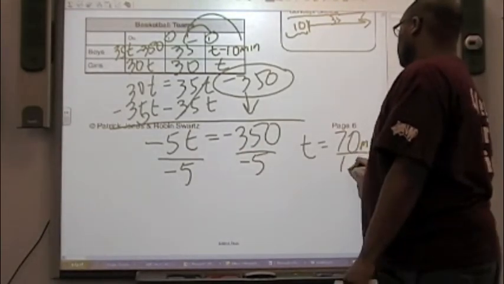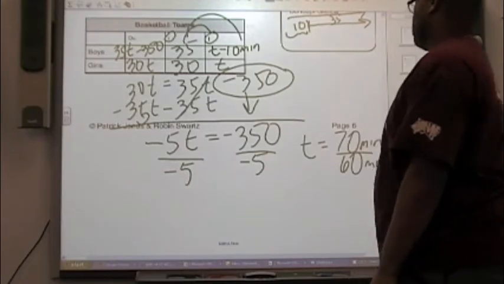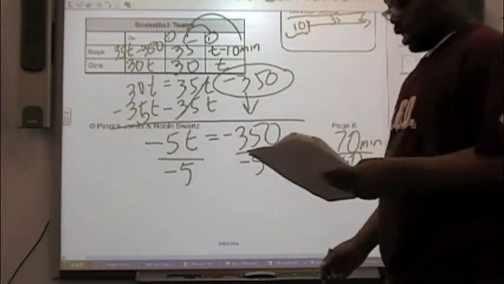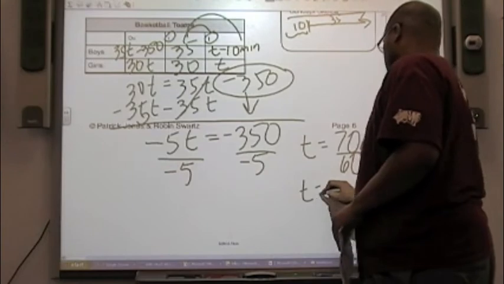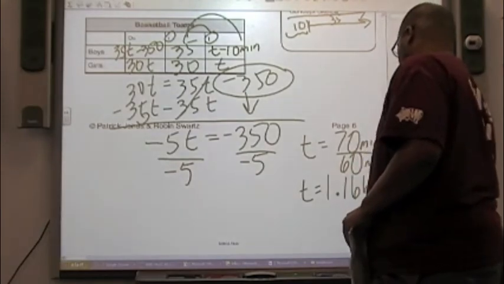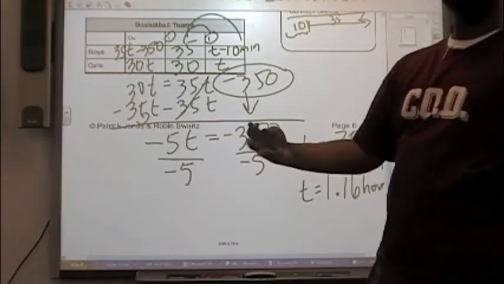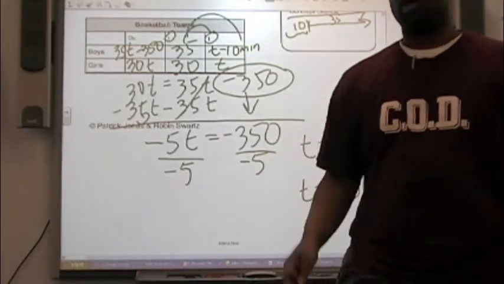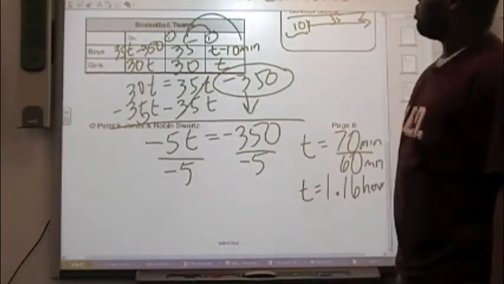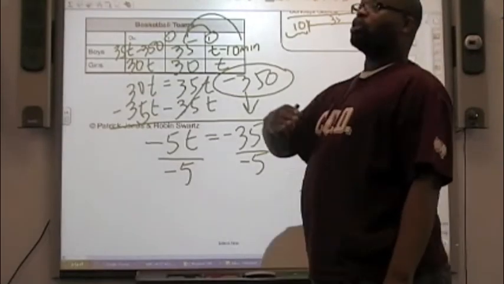To put it into hours, we must divide by 60. And so, in hours, that would be around 1 1600ths of an hour. Recap. We knew their distances are going to be equal because they said how long will it take to catch up.